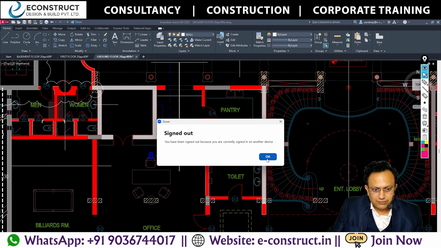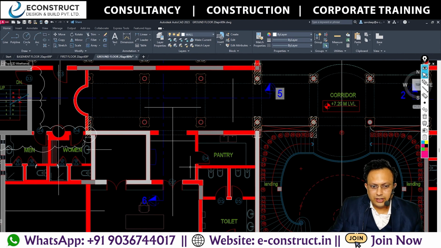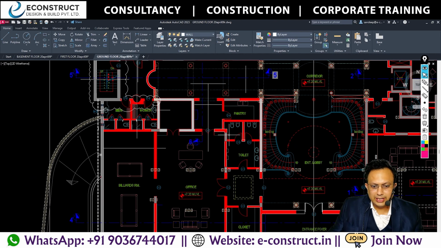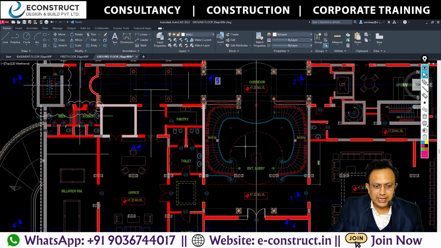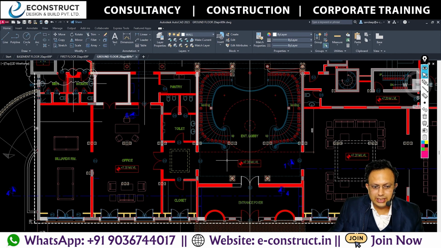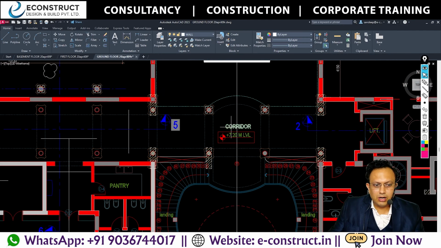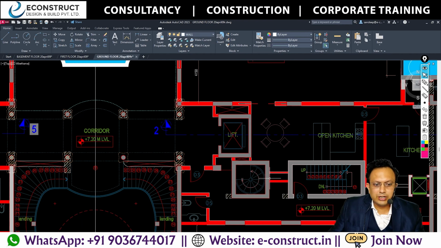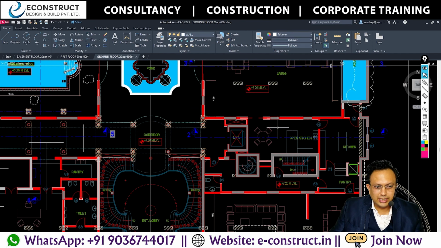This is a toilet and all. There is a pantry here, for giving some tea, coffee and all. And once the person comes, automatically they will narrate to the persons where to stay, what to do and all. After the entrance hall, there is a corridor here, and there are many vertical circulation areas. There is an open kitchen, and there is a pantry here and all.